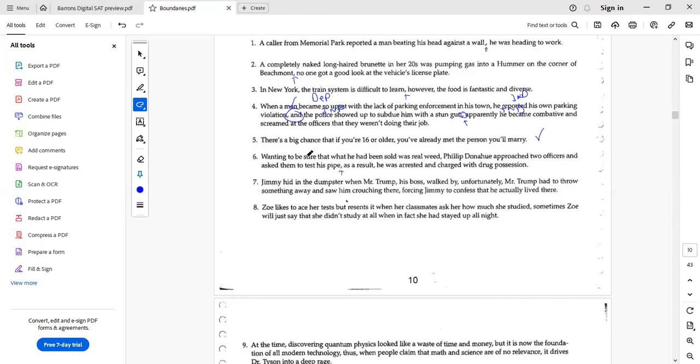Why? Wanting to be sure that what he could, this is a modifier. Then this independent. Then another independent. So we have to put something here. Okay, thank you. Abdul Manam, number 7 again.